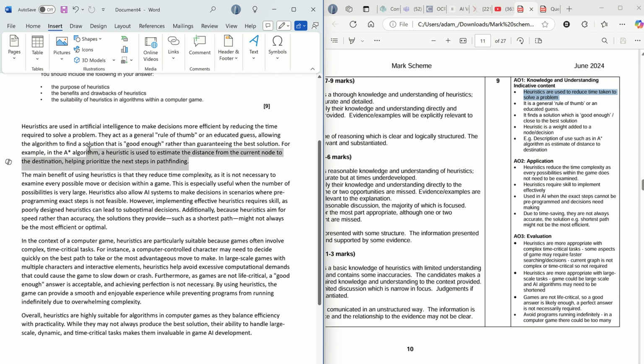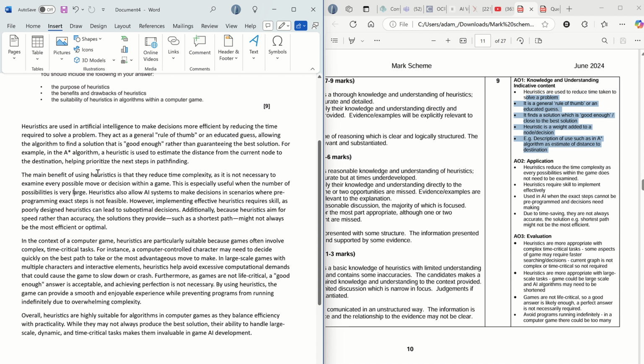Okay, so a little summary of A star because that kind of links in route finding. So that is kind of meeting the requirements of these first bullet points. It's given a kind of an overview of heuristics. I would have preferred if it was talking about time complexity personally, but there you go.